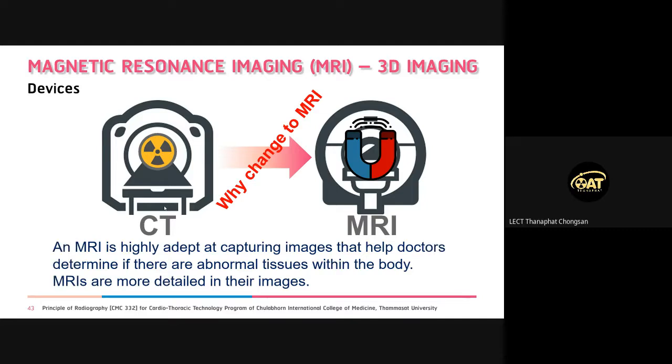Why should we change modality from CT to MRI for cardiac imaging? Because CT cannot give good resolution of cardiac tissue or myocardium, but MRI can. MRI detects or measures water level or proton density in tissue, especially cardiac tissue, which can tell us whether our tissue is normal or not.